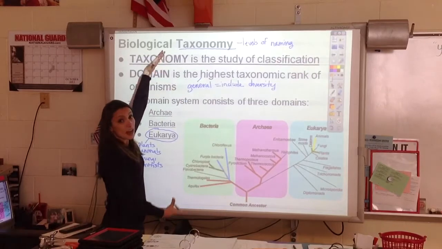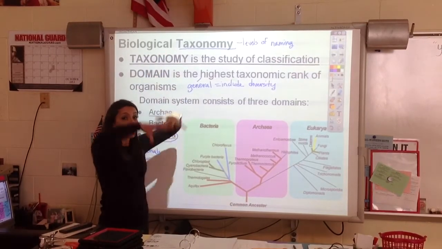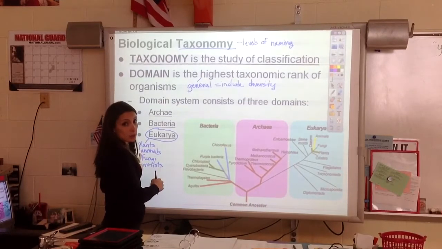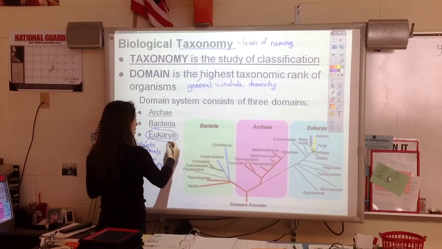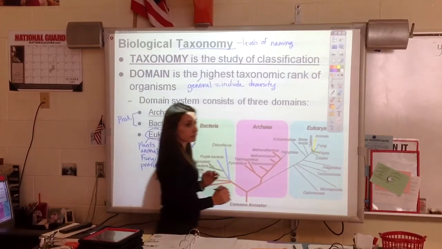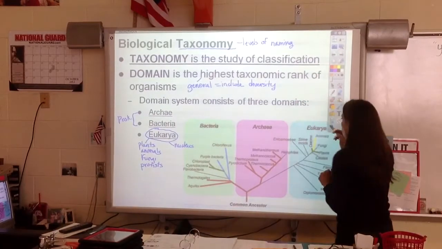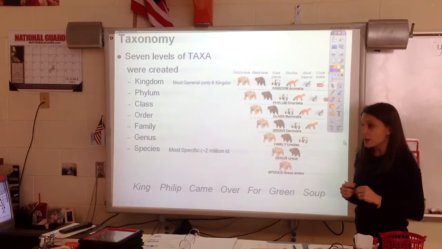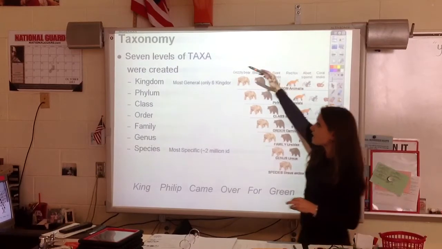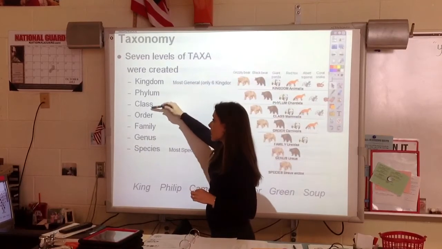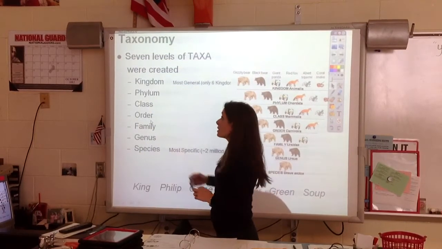So when we study how to name an organism, we start really general, even more general than plants or animals. We say eukaryotes all have something in common. Of course, what they have in common is they all have a nucleus. So as we go on, we start to give them several levels of names. And so these are the 7 levels of taxa: kingdom, phylum, class, order, family, genus, and species.